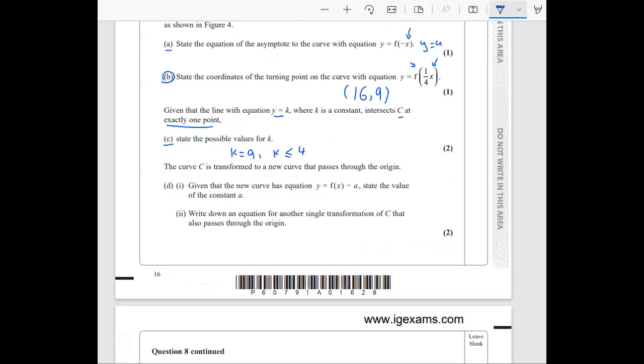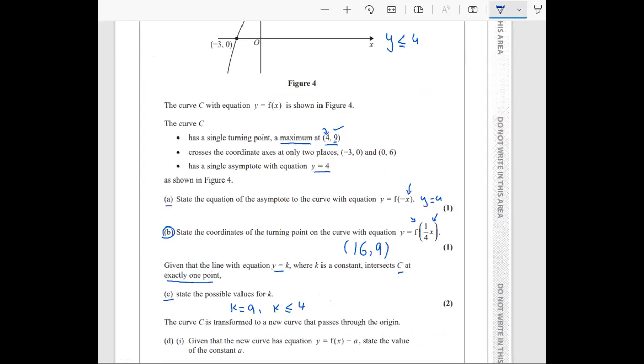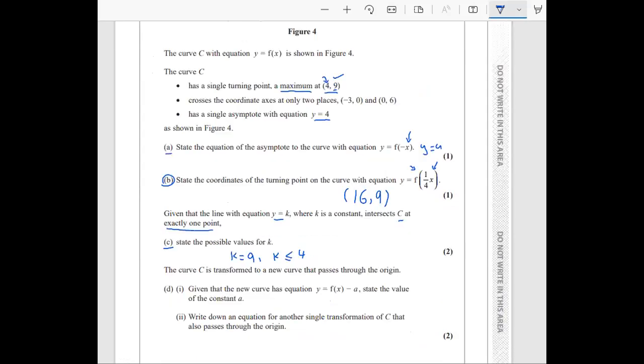The curve C is transformed to a new curve that passes through the origin. The curve which we already have was not passing through the origin, but now the curve has been transformed in such a way that it is passing through the origin. Given that the new curve has equation y equals f of x minus a, state the value of the constant a. Okay, so think about this.